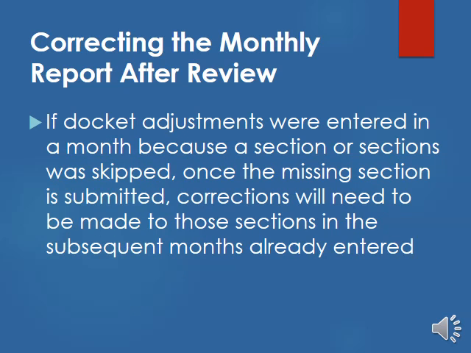One common reason this is so important is because when docket adjustments were entered in a month because of a section or sections being skipped, once the missing sections are submitted, corrections will need to be made to those subsequent months already entered. Not doing so could trigger a similar situation we discussed earlier. That being when you enter the number of cases in the docket adjustment line that you want a total to be rather than adjusting up or down by the difference. The result would be a doubling of the pending numbers.